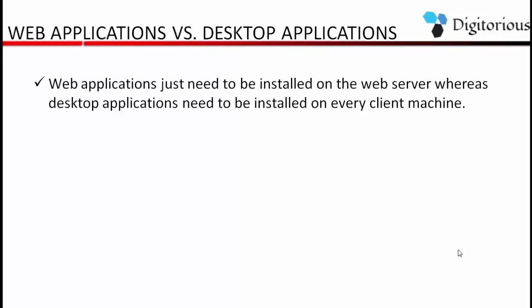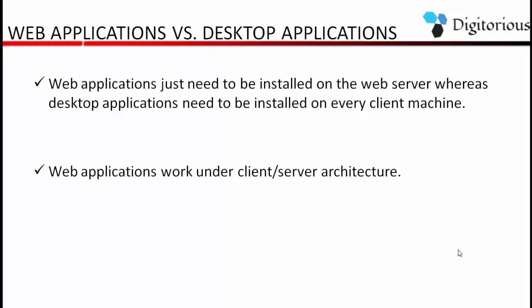Whereas if you need to access a web application, for example Google, you'll just need to type google.com on your internet browser and you will be very easily able to access that. So a web application does not require any other installation, it only requires an internet connection and a web browser available on the client machine.